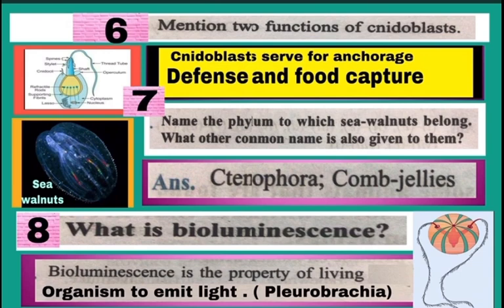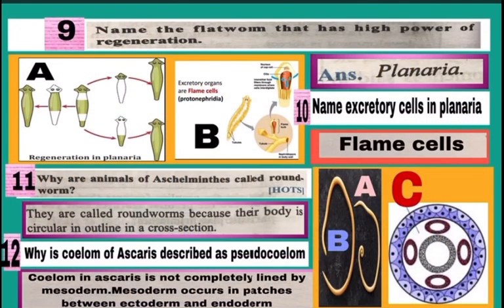Question number 8. What is bioluminescence? It is the property of living organisms to emit light. Some organisms emit light. This property of emitting light is called bioluminescence. An example of this is Pleurobrachia and it belongs to phylum Ctenophora.